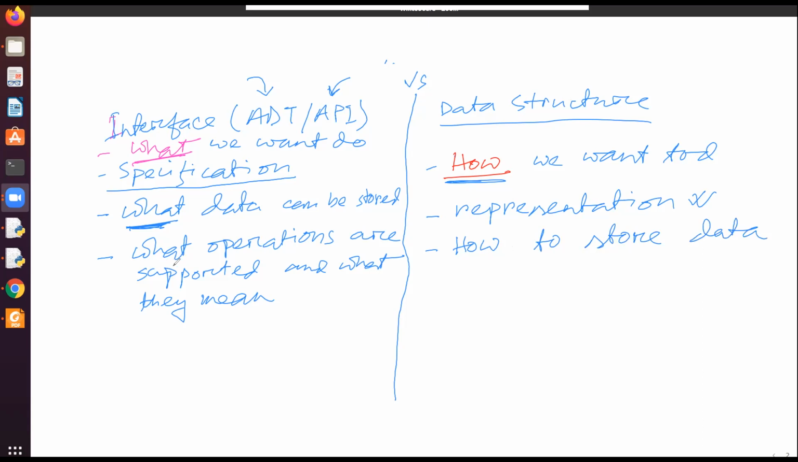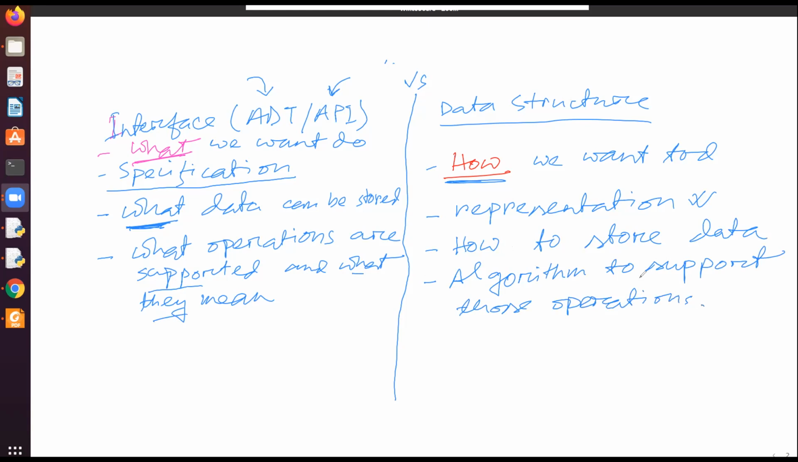And on one hand, interface tells us what operations are supported, and what they mean. And data structure gives us the algorithm to support those operations. What operations? The operations defined by the interface. Data structure gives the algorithm to support those operations.